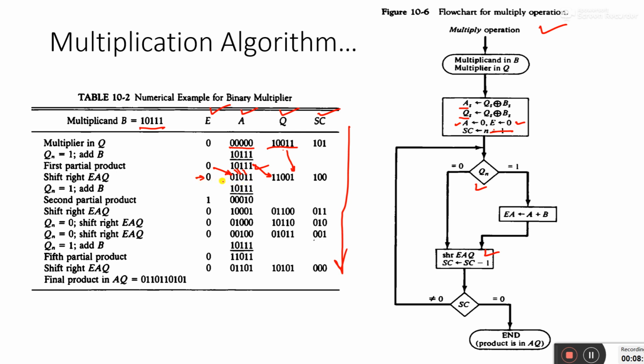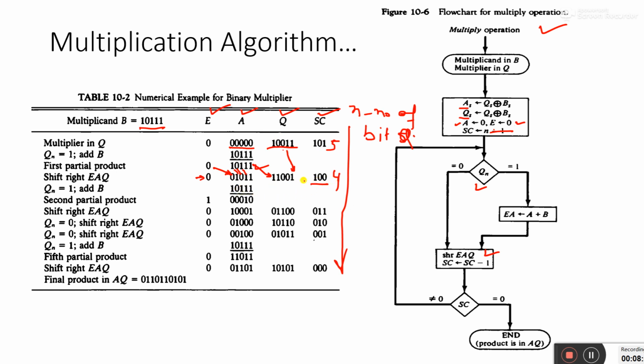Okay, so now this is my shift right EAQ, and now again my sequence counter will become 0 1 0 0. Okay, so in the start my sequence counter has the value n. N is the number of bits of the Q register. You can see that there are 5 bits, so I have taken 5 here. Now I have decremented it by 1, so it will become 4.